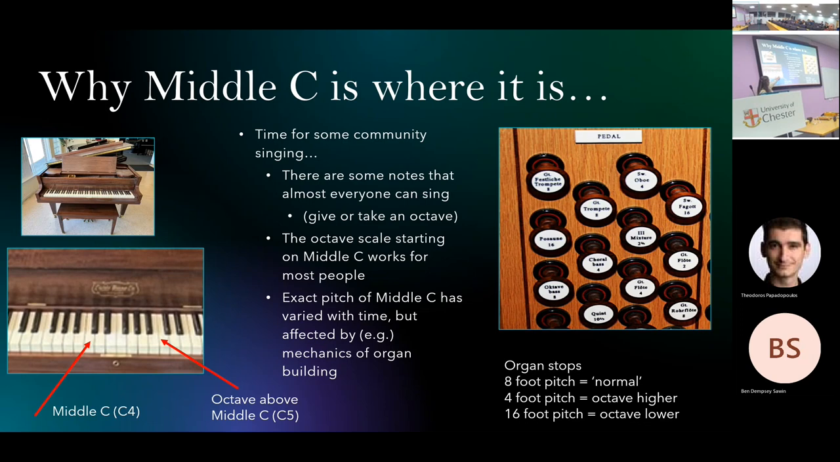This is C5, the C above it, which is an octave higher, or double the frequency. But why is that middle C? Why put that one by the lock? It comes back to the length of our vocal cords again, and our natural note that we might want to sing at.